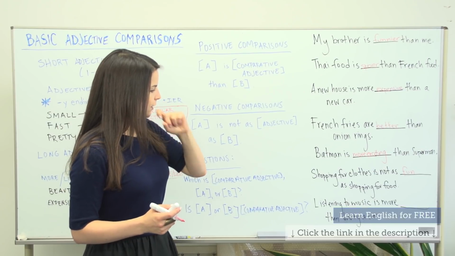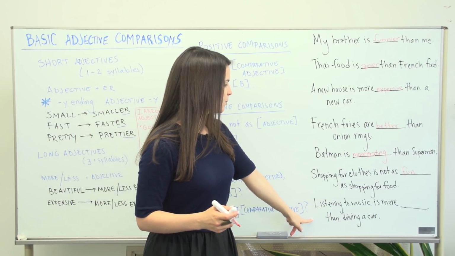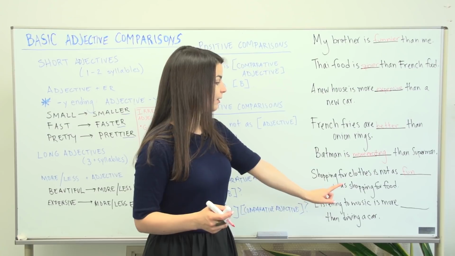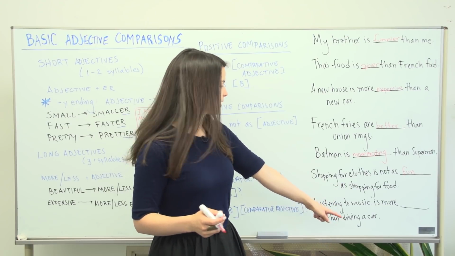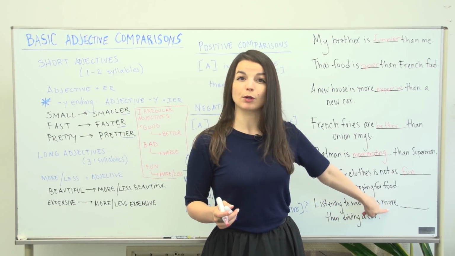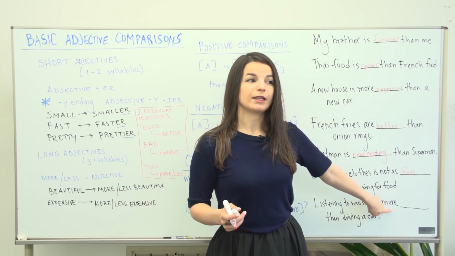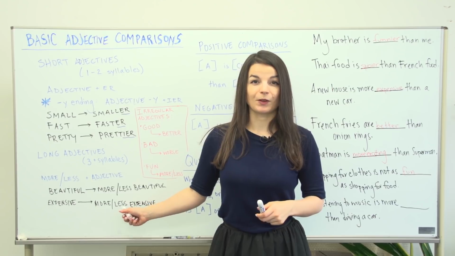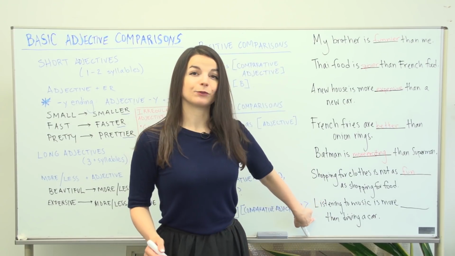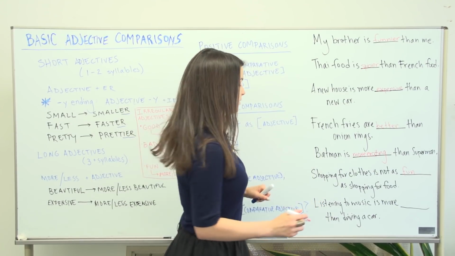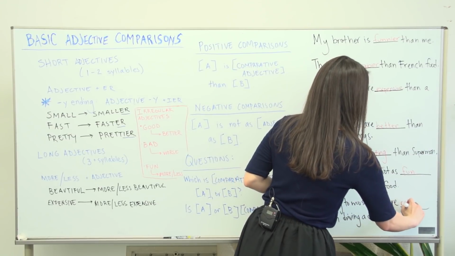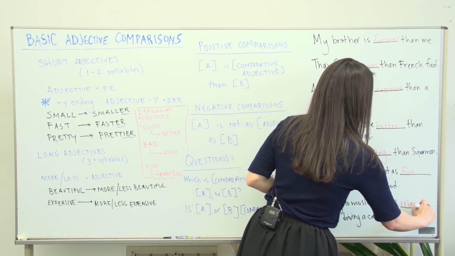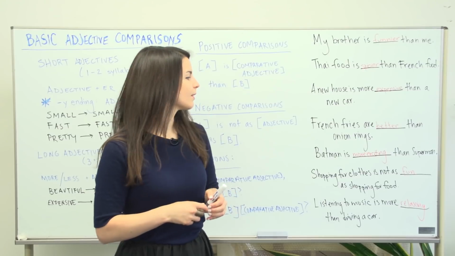Okay. The final example sentence, listening to music is more something something than driving a car. So here, again, I have this hint word, more. So that means that it's probably going to be a long adjective. Okay, I want to use the adjective relaxing in this sentence. So, more relaxing than driving a car. All right.